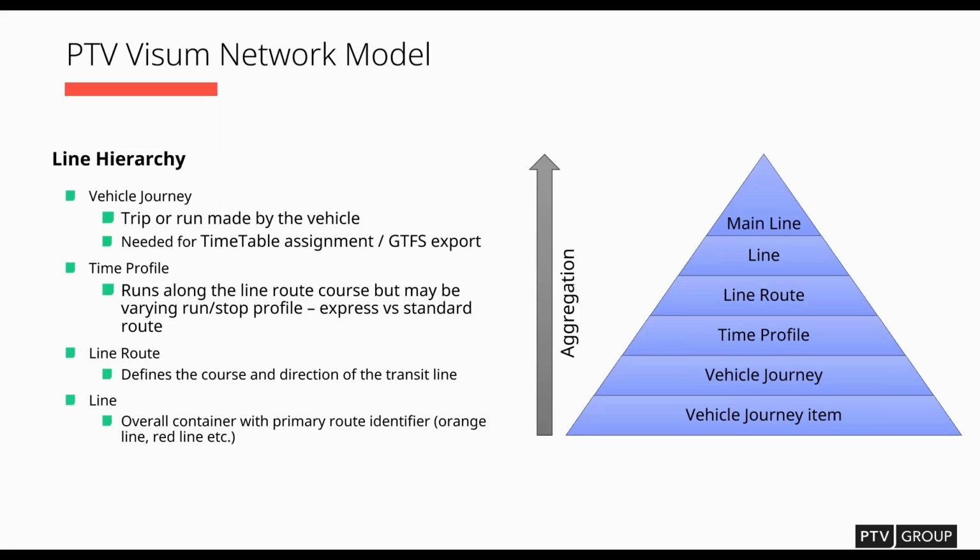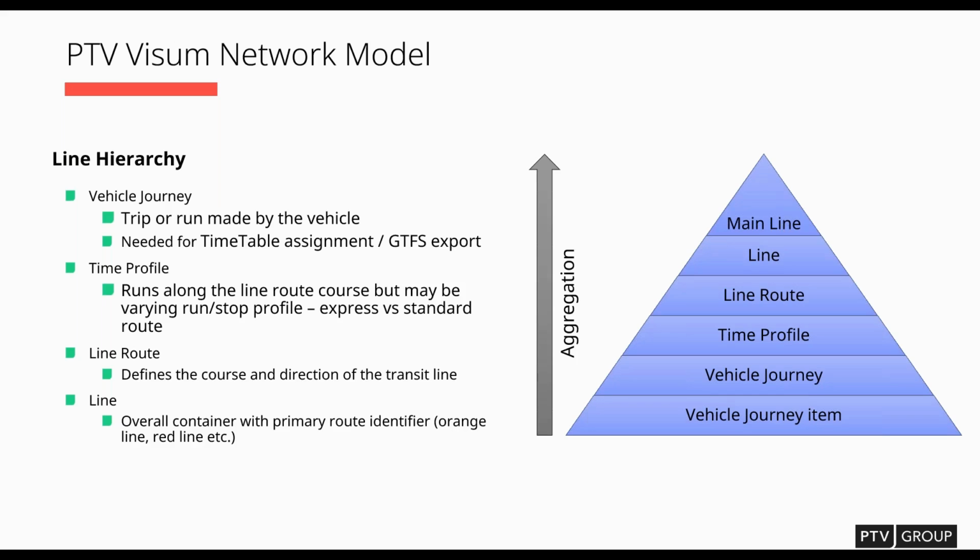Now for the line hierarchy, we start at the bottom, which is a vehicle journey. So this is used in the timetable assignment, or if you pull the data in from something like a GTFS import, you'll get this. These represent actual vehicle trips along the transit line. And then the vehicle journey item is one step below that, which are those individual path legs.